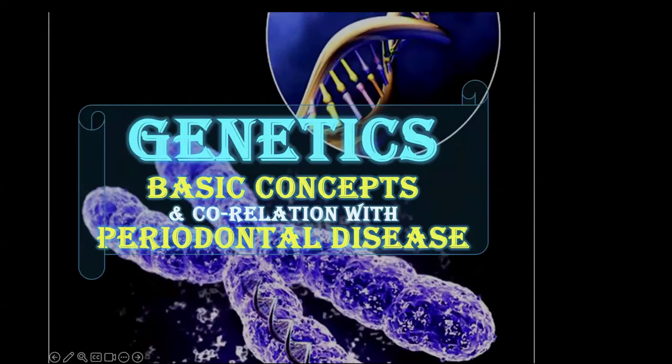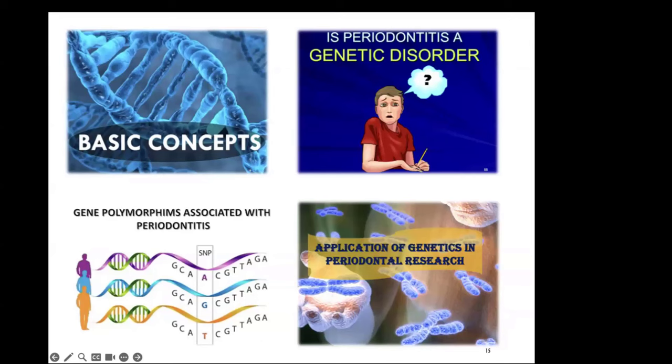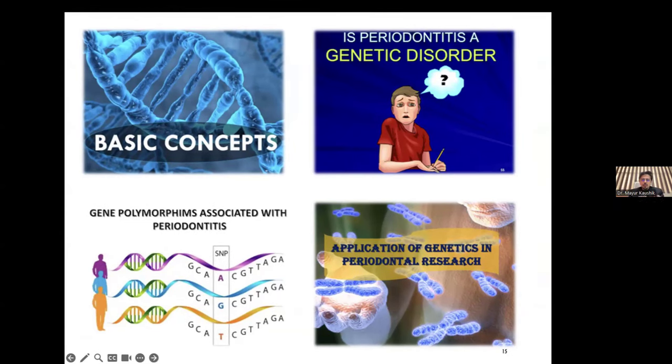So ma'am, starting with the topic, genetics. The basic thing about genetics, the basic concepts and its correlation with not just periodontal disease, the disease we will be covering in detail, but with dentistry in general. The issue with genetics is that even though we have been studying it right from our 11th standard, it is a topic which we tend to avoid at times. So the basic purpose of taking these lectures is that at least the outline has to be clear in our mind. It should be clear what this topic is about and what all we can write and do research in this topic.